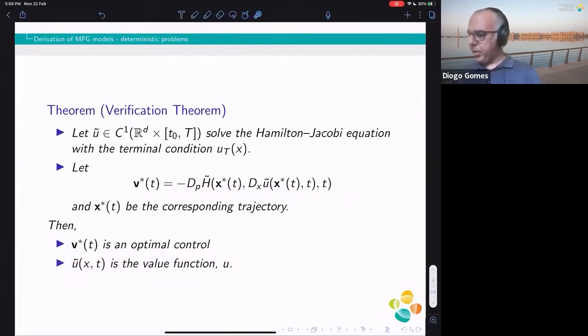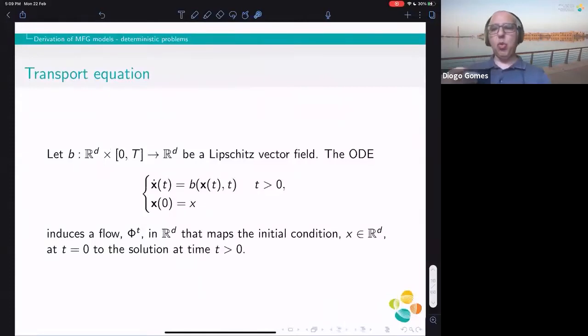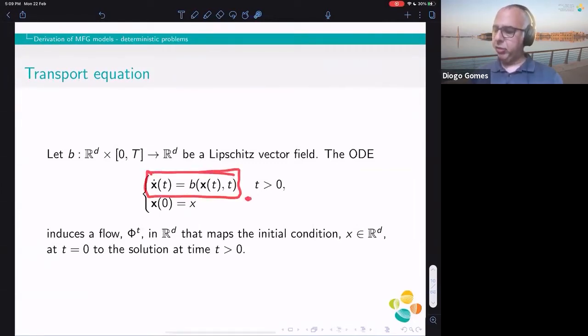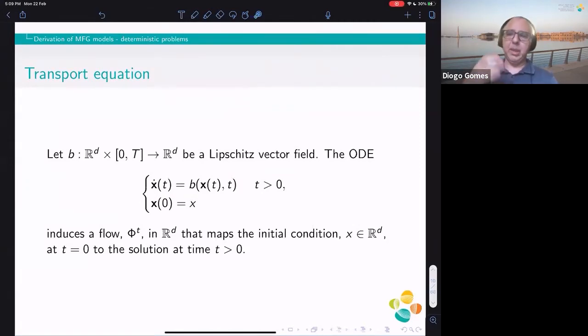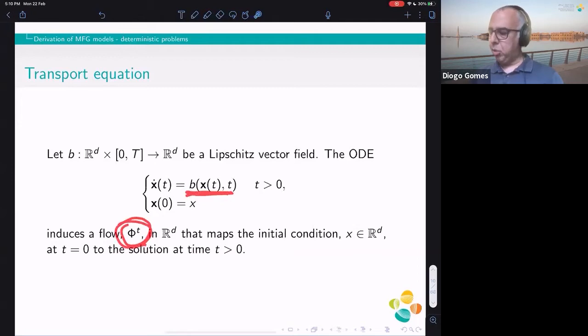Now, but this is what one agent does. What happens when you have a crowd of agents? Well, when you have a crowd of agents and they are following, let's say, a vector field, that's the simplest example. Well, a vector field induces a flow, which is simply the map that takes initial conditions into conditions at time t. So you give me an ODE, I can build a flow. This flow maps the initial conditions to the solution at later times.